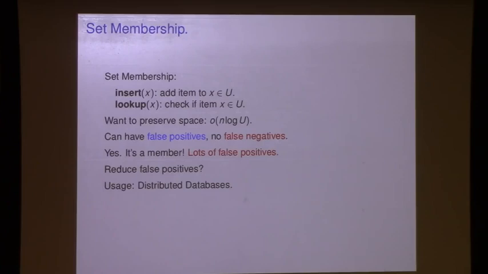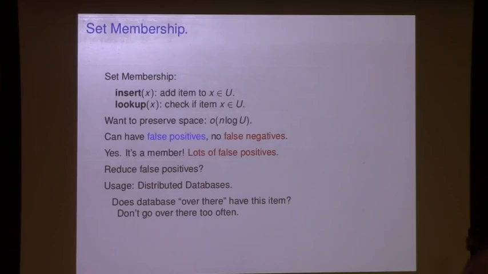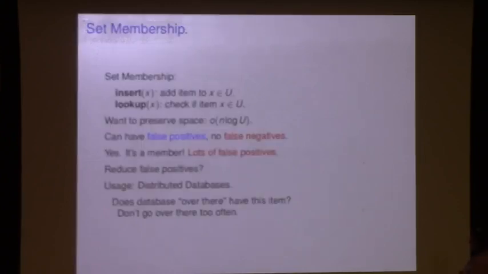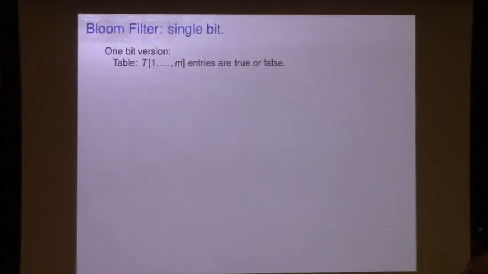Yeah, it has a lot of uses. Does some database over there have this item? You want to have a very, very small representation of that database, so you don't want to go over there too often. Okay, so this is a Bloom filter. Once again, you have a table, and the entries are true or false. So this is like the 1-bit version of a Bloom filter.